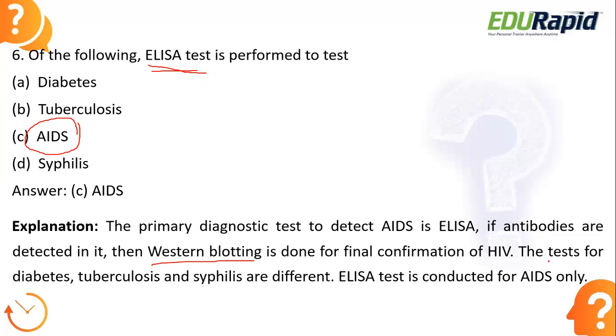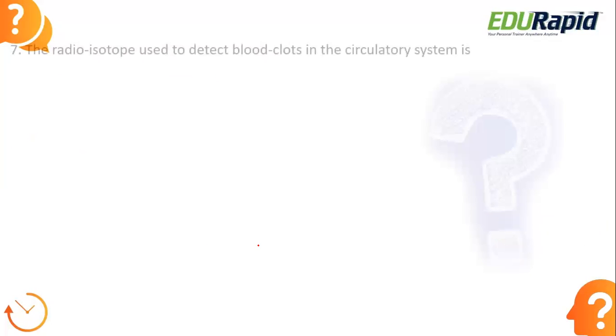Basically HIV is the virus which is the causative agent. It is one of the causative agents of AIDS. AIDS is nothing but acquired immunodeficiency syndrome. So both the ELISA test as well as Western blotting are specifically dedicated to the testing of AIDS. Okay, move to the next question.